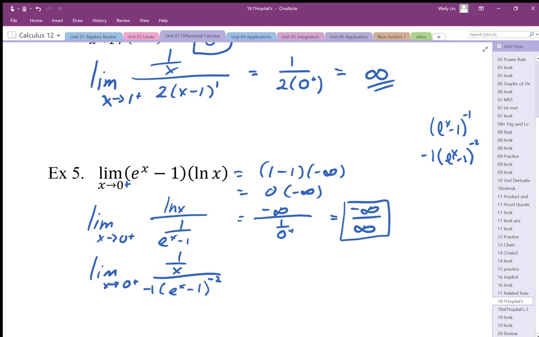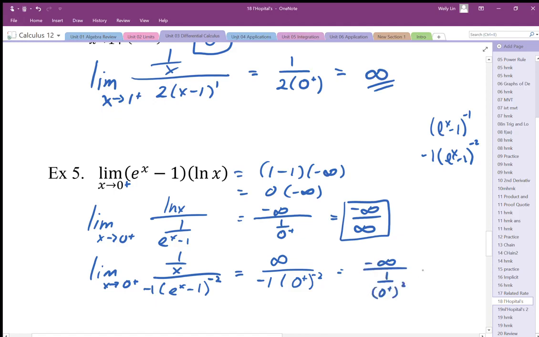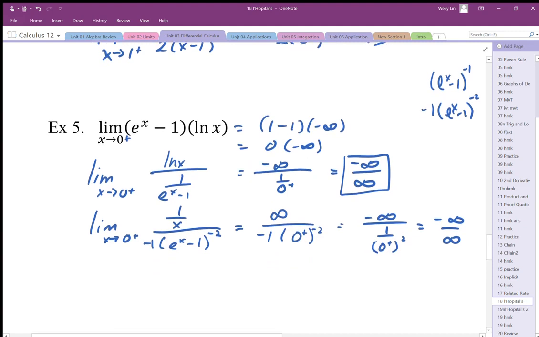Okay, so I'm going to plug in and see what happens here. I'm going to go to 0 from the positive side, so that's going to be 1 divided by 0, so positive infinity. I'm going to plug in my 0 from the positive side here, negative 2, so I should rewrite that to make sure you can see what's going on. Put the negative on top. It's going to be 1 over 0 from the positive side squared. That's going to be negative infinity over positive infinity. So then I can reapply L'Hopital's again.